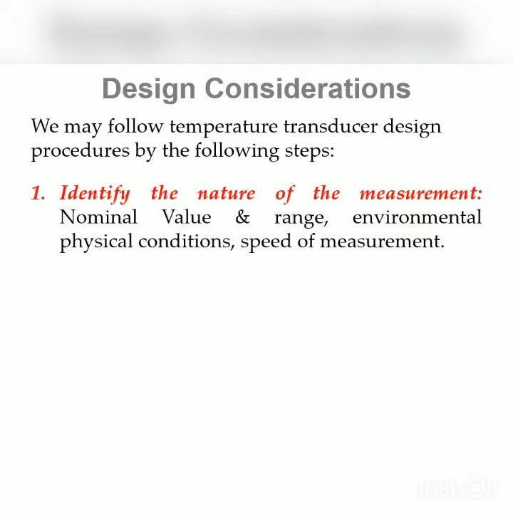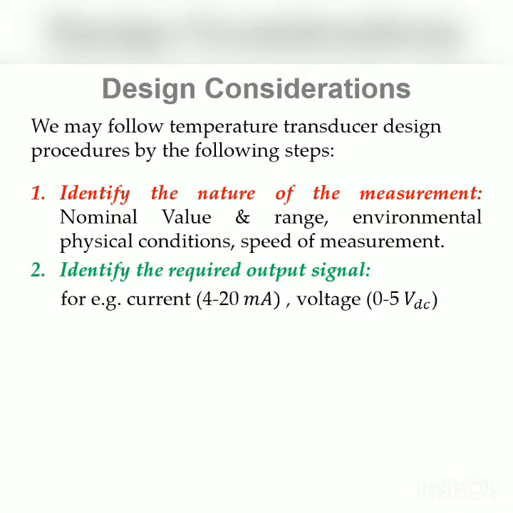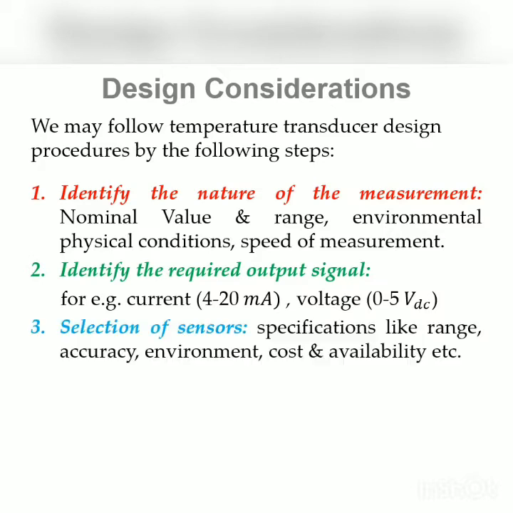First, identify the nature of measurement, in which the nominal value and range of the temperature measurement, environmental physical conditions, and speed of measurement. The next step is to identify the required output signal. For example, a current of 4 to 20 milliampere or a DC voltage from 0 to 5 volts.